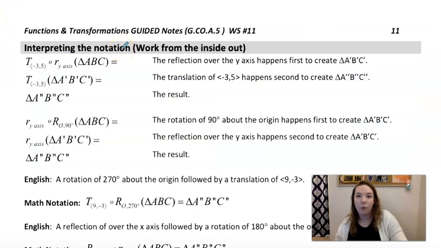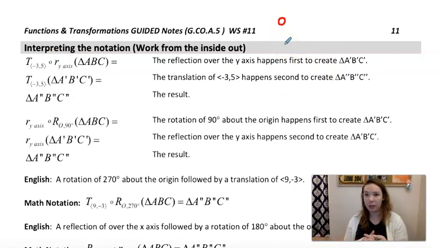All right, so this is just a quick rundown of some notation. So we did each type of notation in each section. So like this T is for translation, little r is for reflection, big R is for rotation. And then this little open circle is for composite, since we're doing a composite transformation at this point.